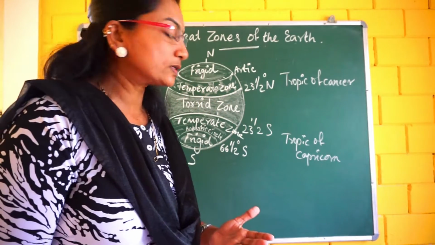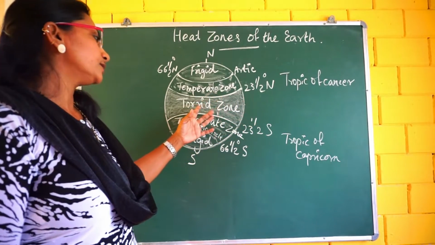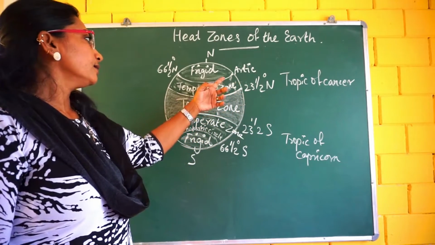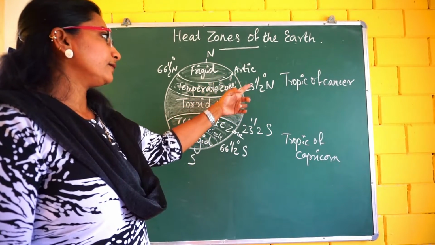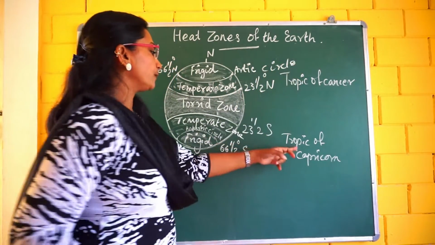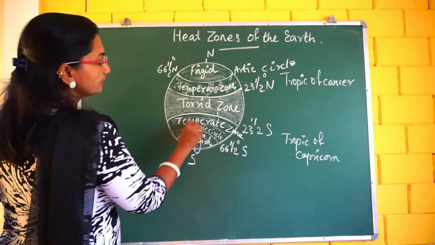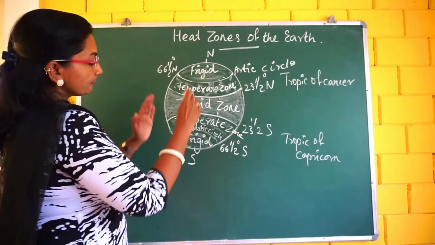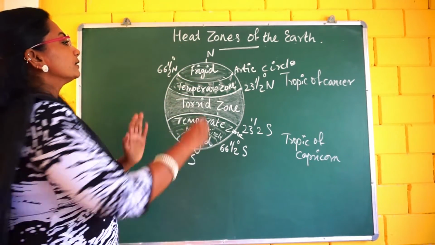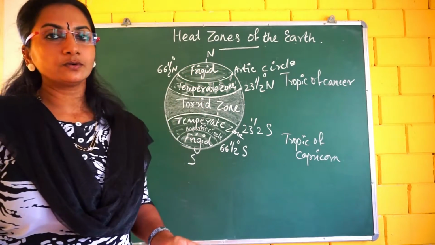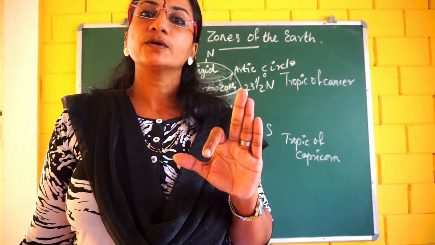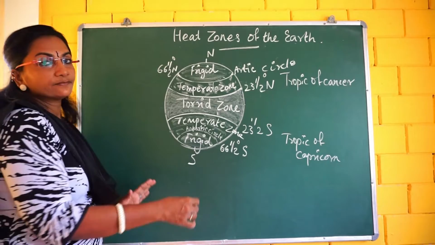So which are our heat zones? One, this is the torrid zone, the area between the Tropic of Cancer and Tropic of Capricorn. And this is the temperate zone, the area between the Tropic of Cancer and Arctic Circle, and the area between the Tropic of Capricorn and Antarctic Circle. After that, the areas near the poles, to the south and to the north, are called the frigid zones. So which are the heat zones? Torrid zone, temperate zone and frigid zone. Got it, children? In the frigid zone, it is always very cold.